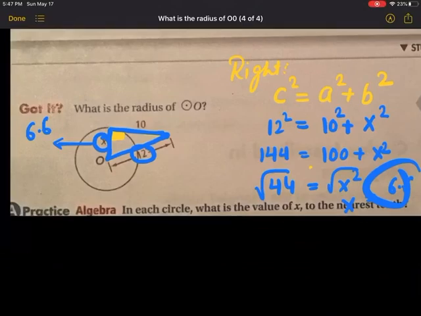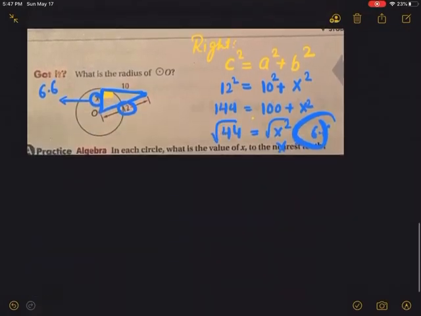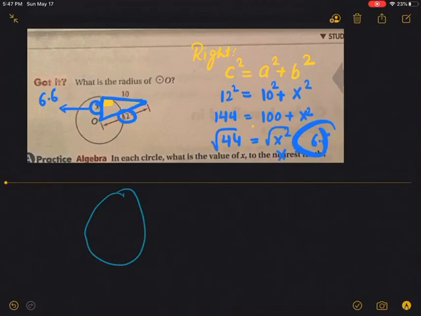I have one more to show you. Actually, I have example number 4. Now, this is where we have to prove if the line is a tangent or not, as we just talked about.